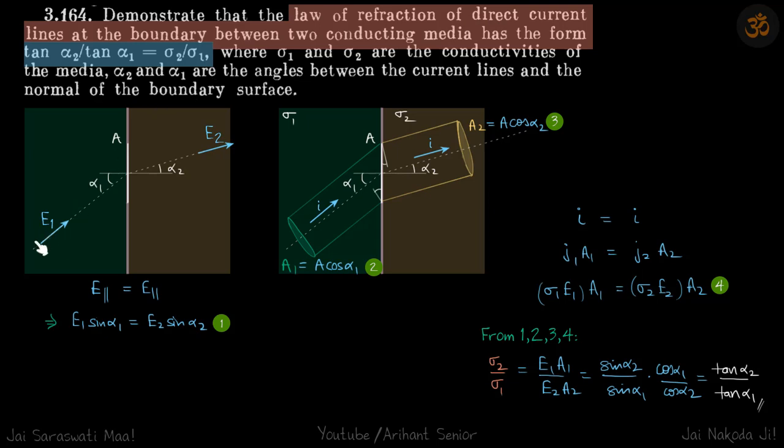That is, if the current is coming in this direction, let's say, and once it crosses the medium, it's going to proceed in a different direction. So if this direction of current, initial current, makes an angle alpha 1 with the normal, and the departing current makes an angle alpha 2 with the normal, then we need to prove that tan alpha 2 by tan alpha 1 is equal to sigma 2 by sigma 1.